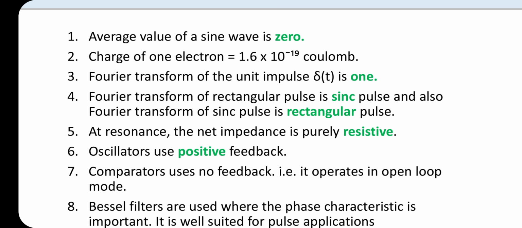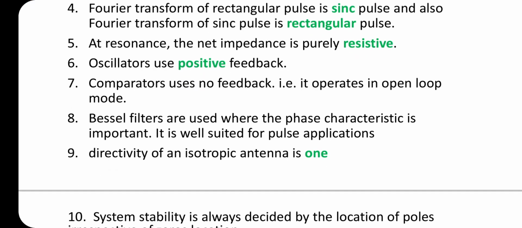Oscillators use positive feedback. Comparators use no feedback. That is, it operates in open loop mode. Bessel filters are used where the phase characteristic is important. It is well suited for pulse applications. Directivity of an isotropic antenna is 1.